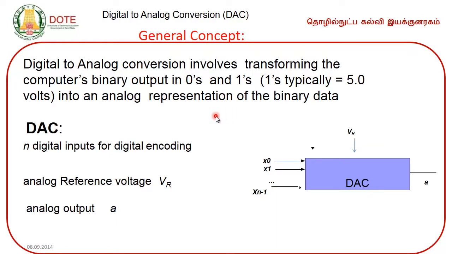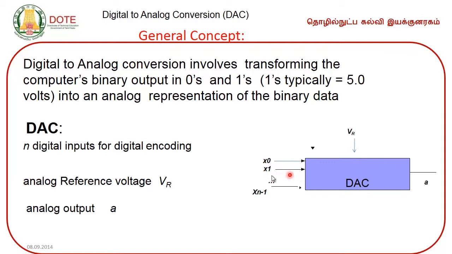What are the specifications, important terminology we have to understand, also the general concept of the digital to analog conversion, right. Let us look here. Digital to analog conversion involves transforming the computer's binary output, that is nothing but zeros and ones, binary bits, into an analog representative of the binary data. See, this is our DAC, digital to analog conversion.